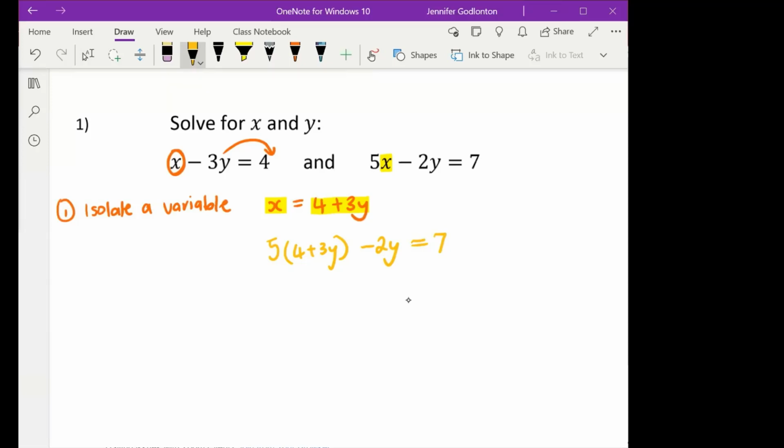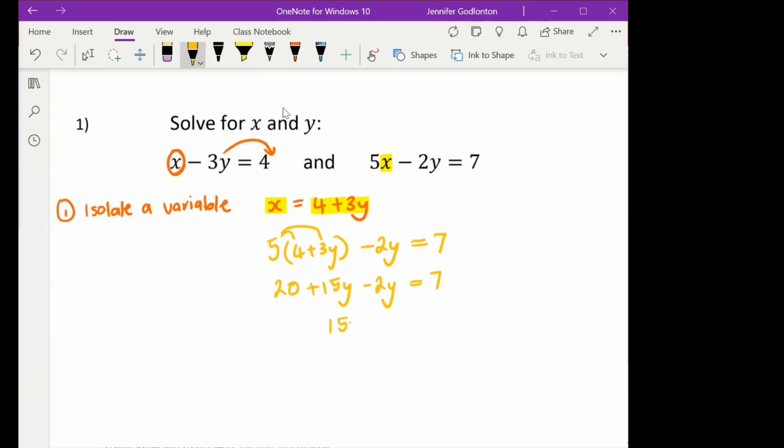So that's our next step. We have made this 5x minus 2y, but we've substituted in the isolated value for x. Now we're going to distribute that 5. So we're going to get 20 plus 15y minus 2y equals 7.